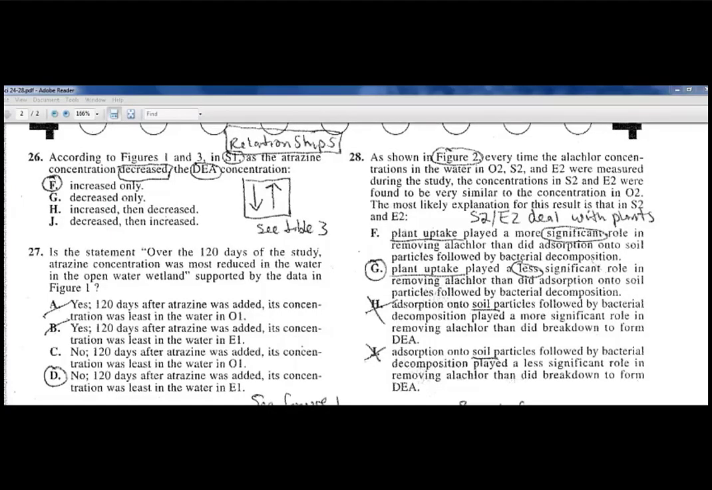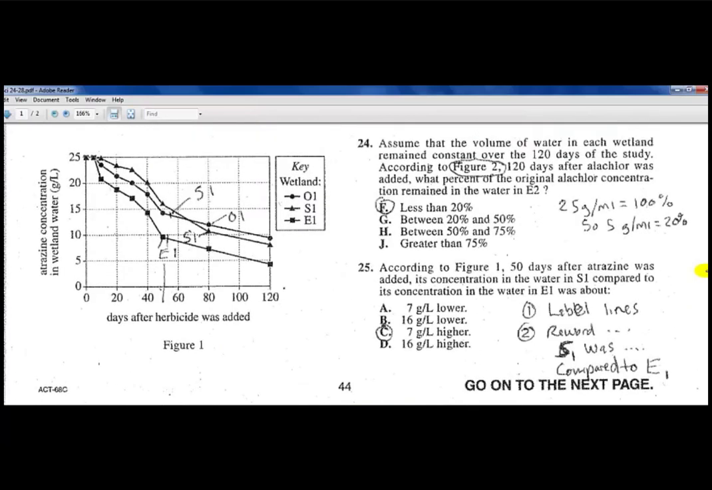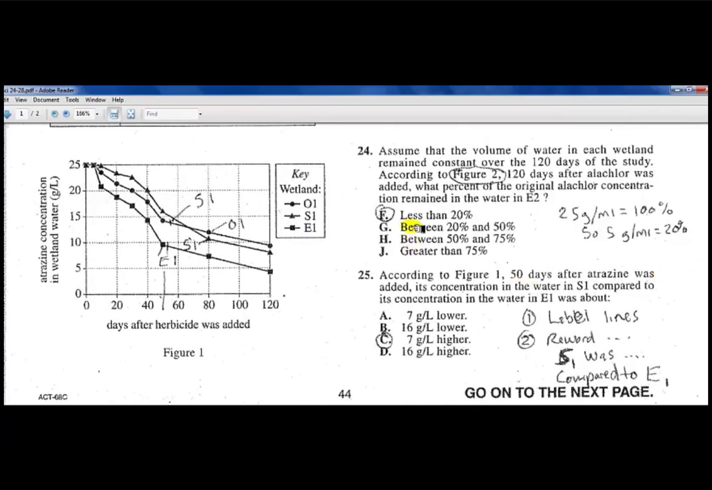Test 68C, Science, practice problem number 26. Number 26 reads, according to figure 1 and 3, in S1 as atrazine concentration decreased, what happened to the DEA concentration? This is a relationship question. Let's go back in and take a look at figure 1 and figure 3. When we scroll back up to figure 1, you see we're looking for S1, which is the triangle.